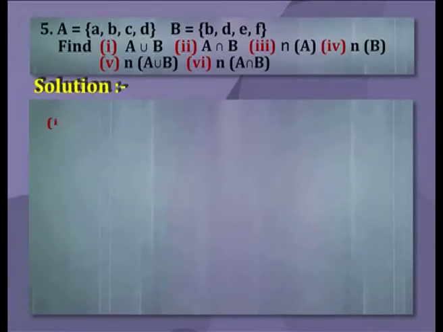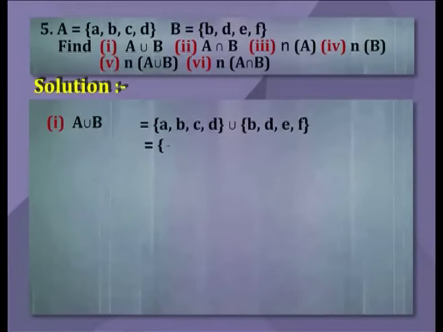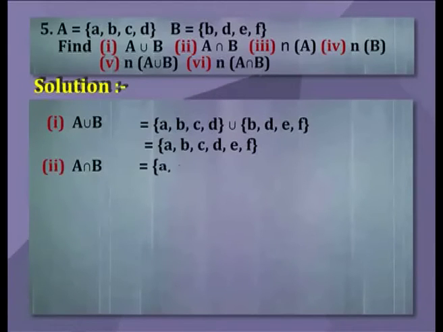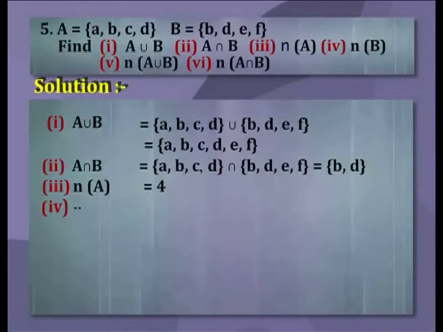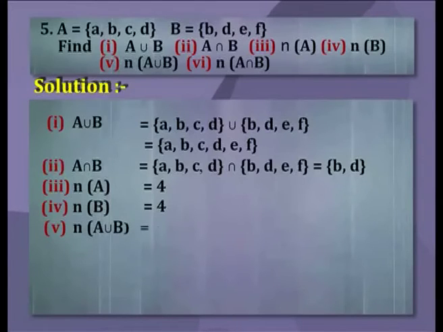Solution. First, A union B is equal to {a, b, c, d} union {b, d, e, f}, which is equal to the set of {a, b, c, d, e, f}. Second, A intersection B is equal to {a, b, c, d} intersection {b, d, e, f}, which is equal to {b, d}. Third, n(A) is equal to 4. Fourth, n(B) is equal to 4. Fifth, n(A union B) is equal to 6. Sixth, n(A intersection B) is equal to 2.